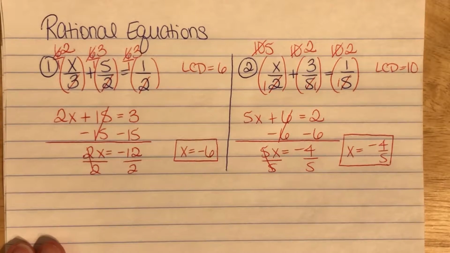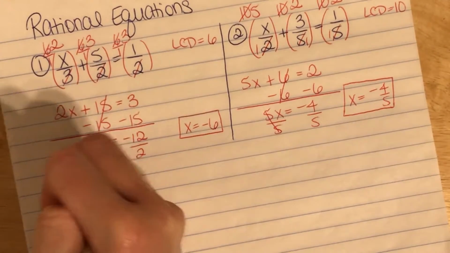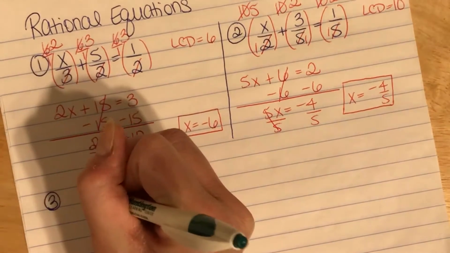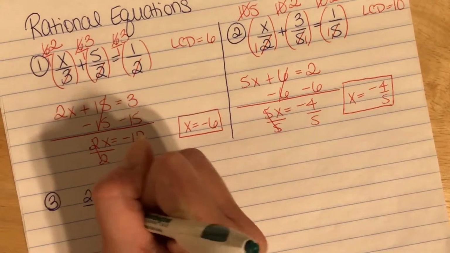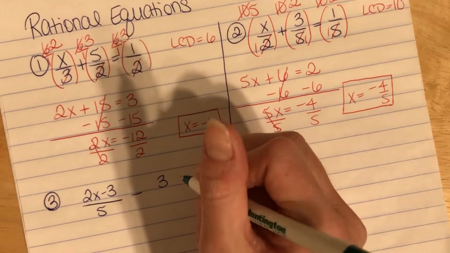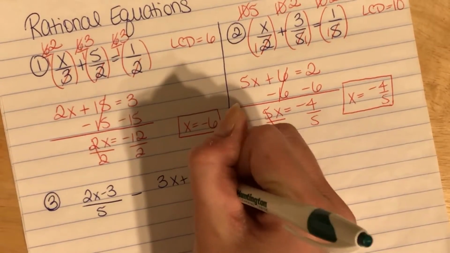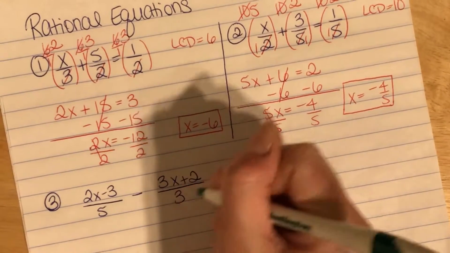Alright, so number 1, number 2 had just numerical denominators and a single variable in one of the numerators. Let's try one now where I still have numerical denominators, but let's extend our numerators to binomials. And I'm also going to now have subtraction. So we got to be very careful with the subtraction.